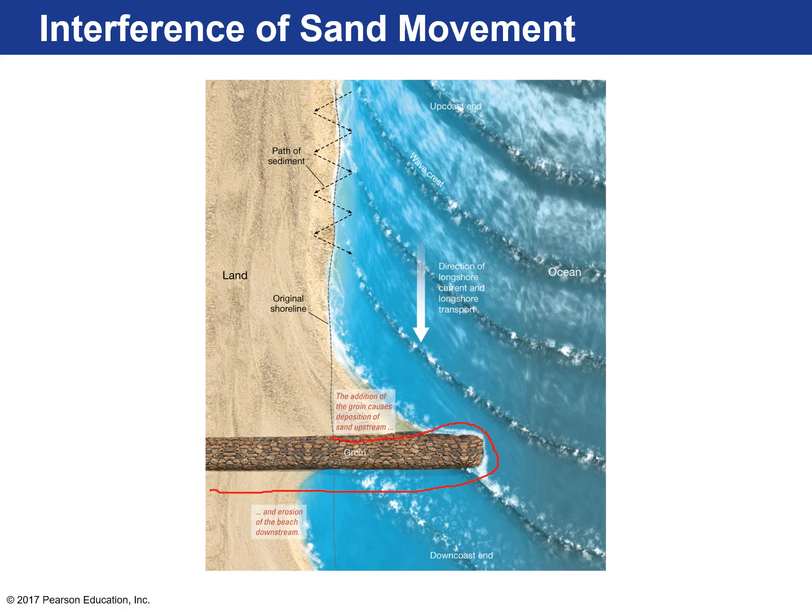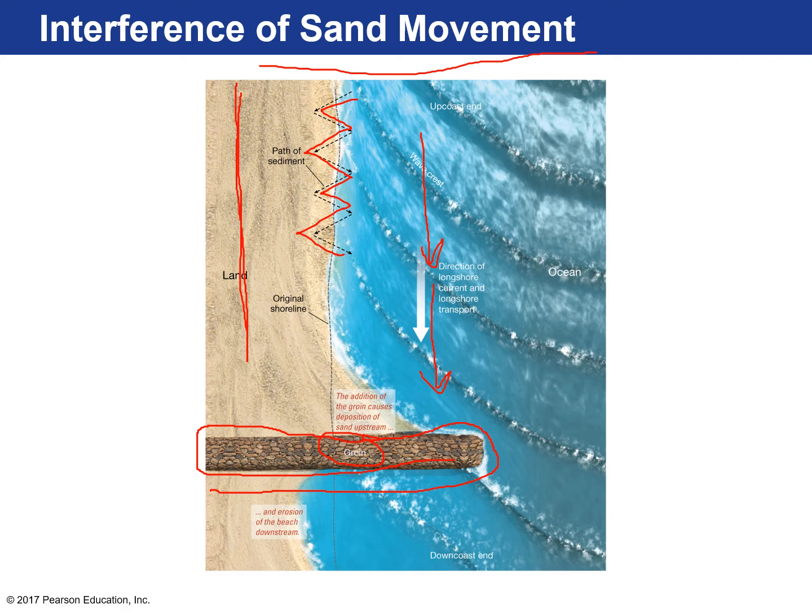A groin is basically a pile of rocks that is put into an area, and it's perpendicular to the coastline. What happens is it interferes with the longshore current. Here's the zigzag motion of the sand, and here's the direction of the longshore current. The longshore current runs into the groin, and the water velocity diminishes as a result, and all the sand deposits.